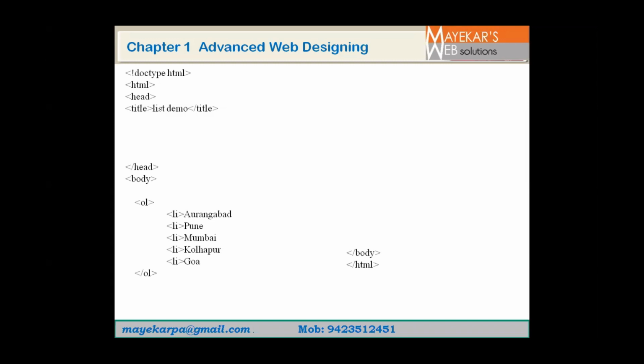Okay, now we have to create another list, that is an unordered list for the places in these tourist cities. So I start with the UL tag.